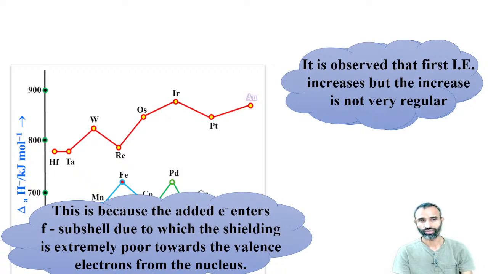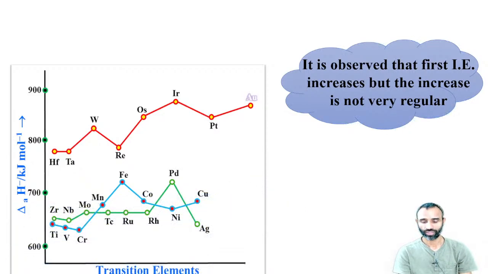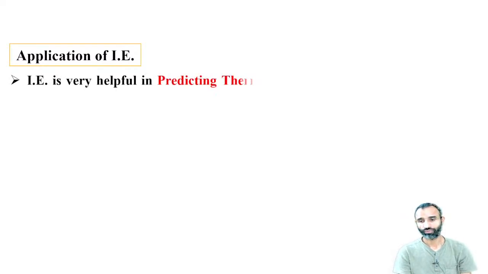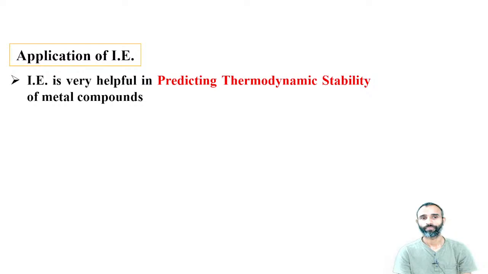In the last series, hafnium, tantalum, tungsten, the added electron enters the F block, due to which shielding is extremely poor towards the valence electrons from the nucleus, and therefore ionization enthalpy of the third transition series is more than first and second. Understood.